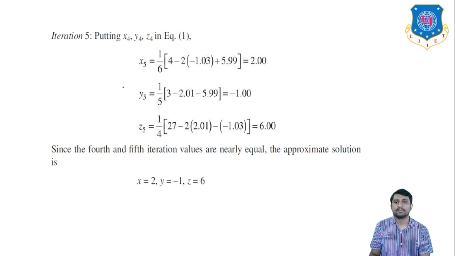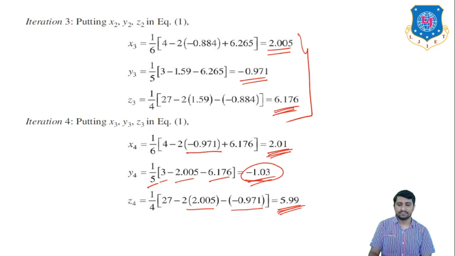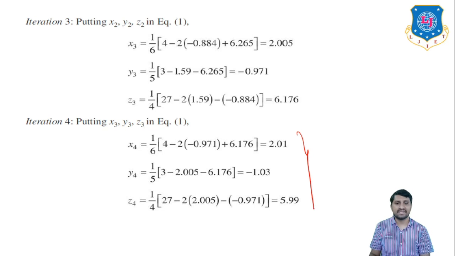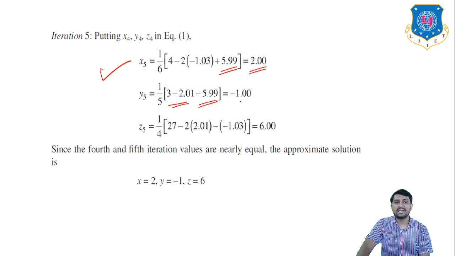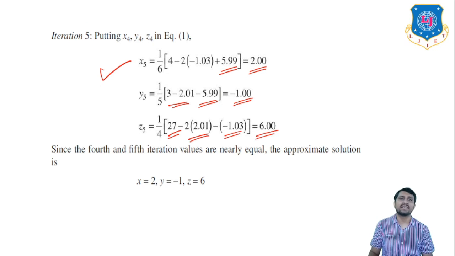Iteration 5. Put the values of x4, y4 and z4 in equation number 1. So the value of x5 is 1 by 6 times (4 minus 2 times minus 1.03 plus 5.99), that is equal to 2.00. y5 is 1 by 5 times (3 minus 2.01 minus 5.99), that is equal to minus 1.00 approximately. And the value of z5 is 1 by 4 times (27 minus 2 times 2.01 minus 1.03), that is equal to 6.00.